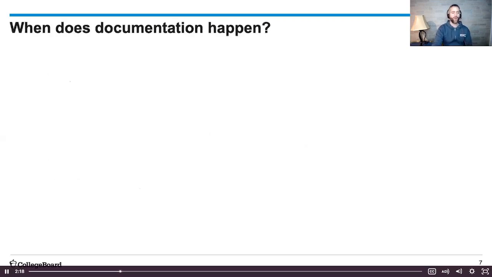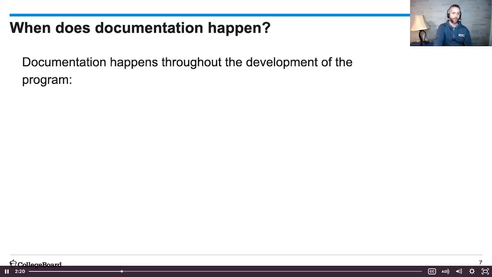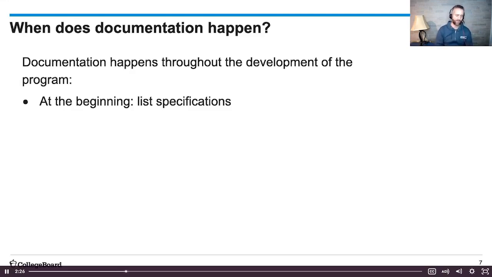All right, so when does documentation happen? Well, documentation happens throughout the development of the program. It happens at the beginning. You're going to start to list the specifications when you think about, okay, what is the purpose of this program? You're going to write down what all of the things are that this program is going to do. So you're going to list these things out. Now, you may end up editing that based upon your process and what you figure out you can and can't do based on limitations, things like that.